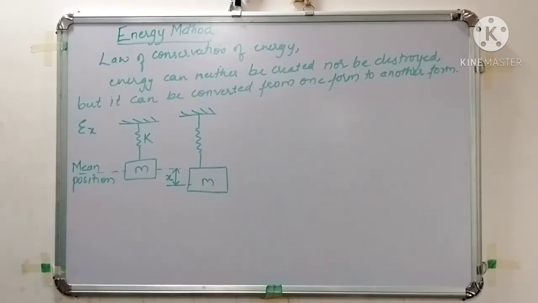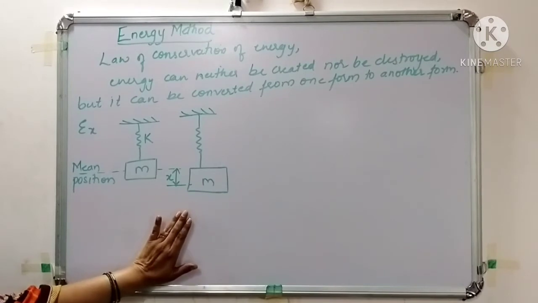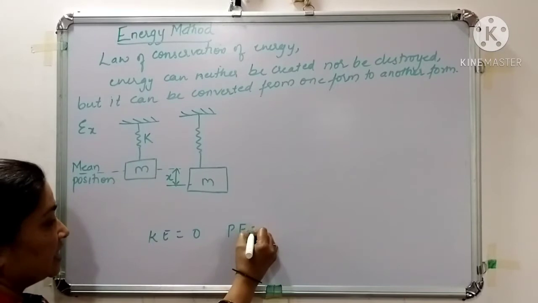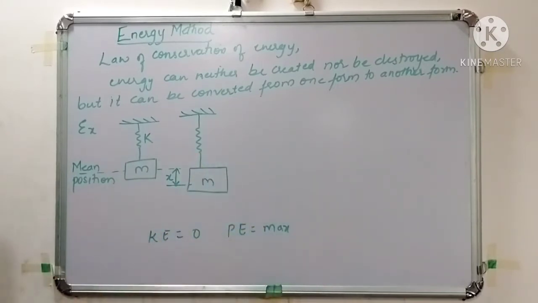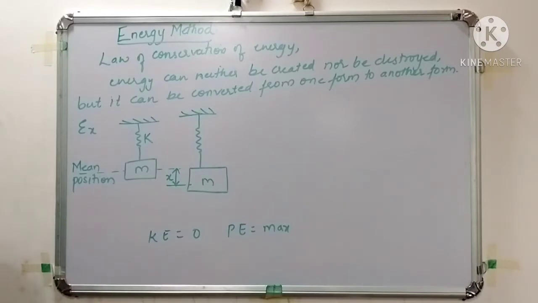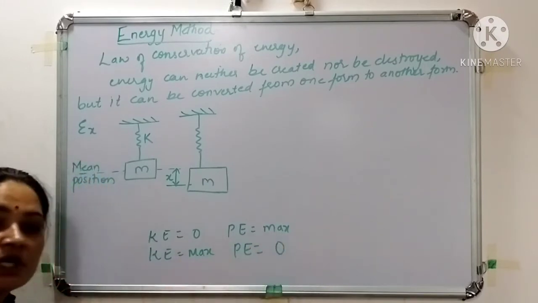Fine. So what happens when the mass is pulled down? When the mass is pulled down to its extreme position, then the kinetic energy will be 0. What about potential energy? Potential energy will be maximum, when you are pulling it downward. Fine. What happens when you leave the mass? The mass moves upward. So at that time, the kinetic energy will be maximum and potential energy will be equal to 0.